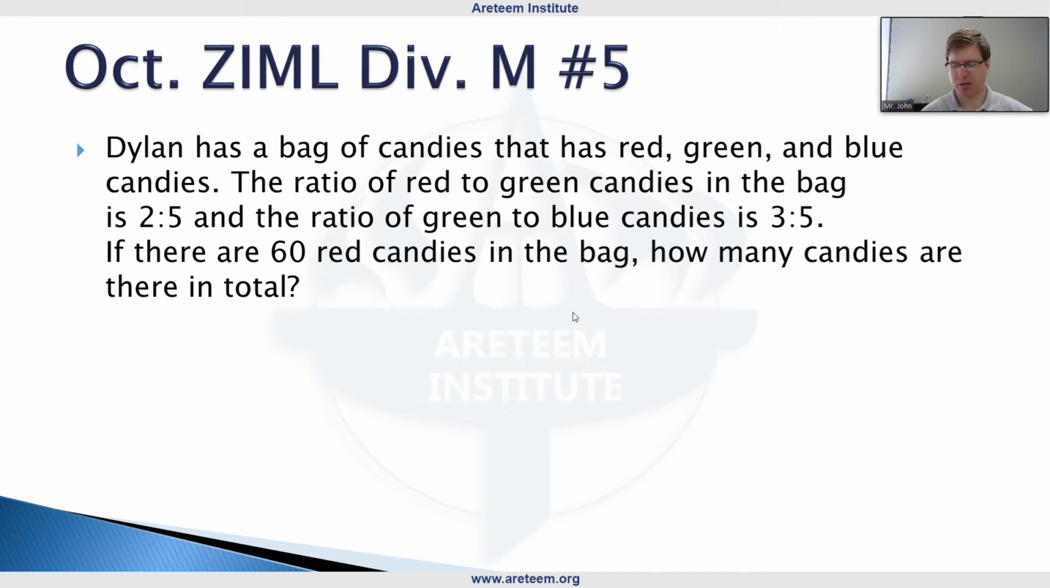So we have our first example of a ratio here. Red, green, and blue candies. So the ratio of red to green. It's good to start out with what we know in the beginning. The red to green ratio is 2 to 5. And we know that the green to blue is 3 to 5 as well. So there are different things to talk about here.